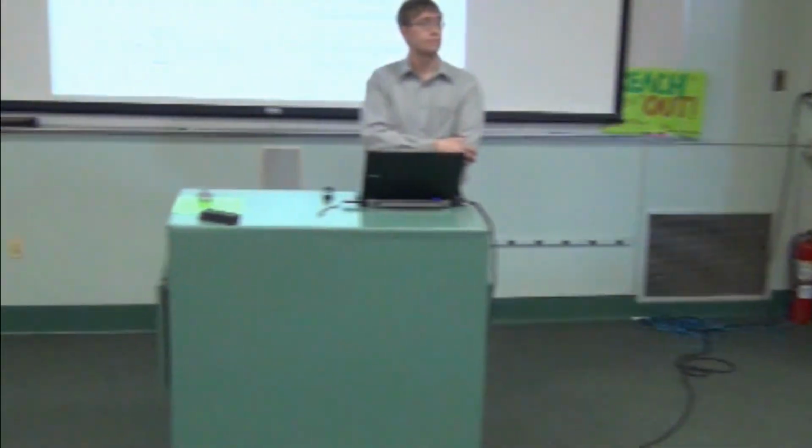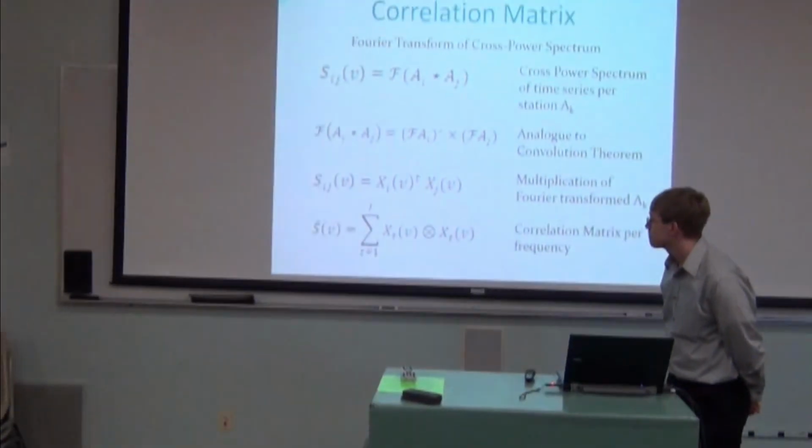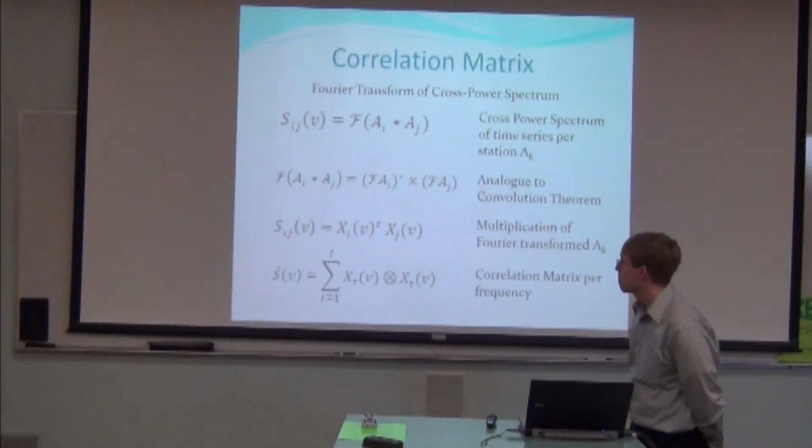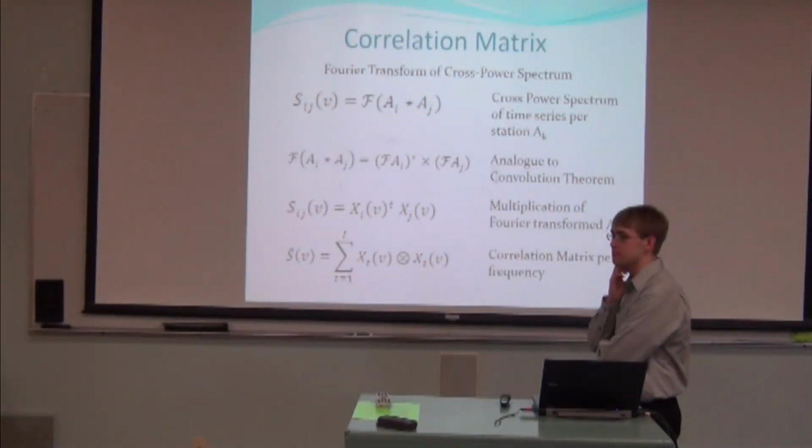I have a question. Yeah. So this S_ij, that's a matrix, right? It's an outer product of x_i and x_j. So you multiply these to end up with a matrix. Is that right?